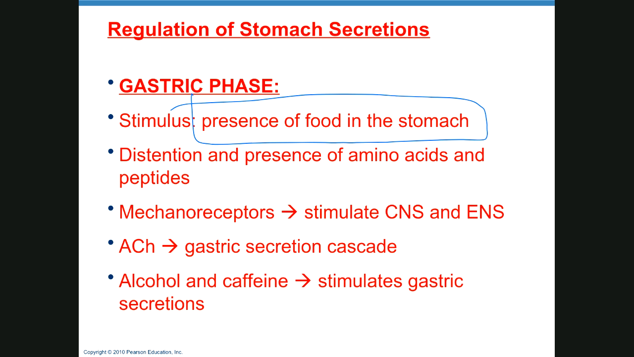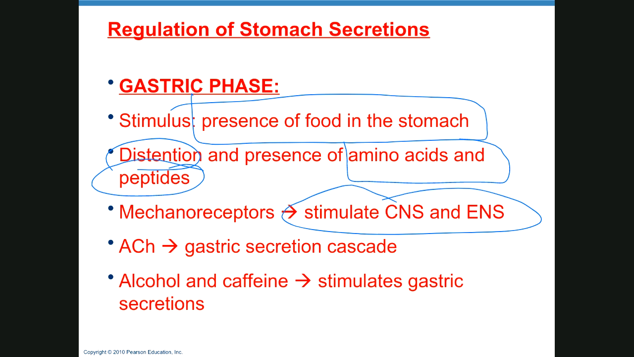It's going to stretch the stomach. That's going to stimulate mechanoreceptors. And now we're going to have the presence of proteins, amino acids, peptides. So that is also going to stimulate chemoreceptors. These receptors stimulate CNS and enteric nervous system. There is ACH being secreted. There is gastrin being secreted. Gastrin stimulates secretion of parietal cells and chief cells and everything. It's a whole cascade of stimulation that releases all of the secretions of the stomach.